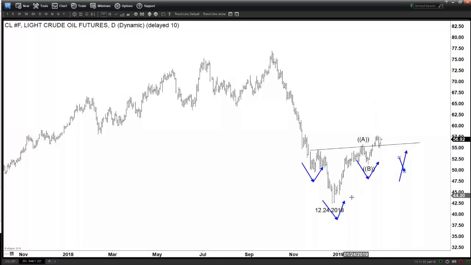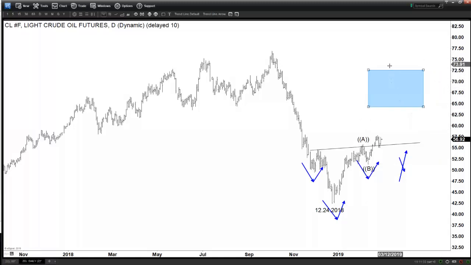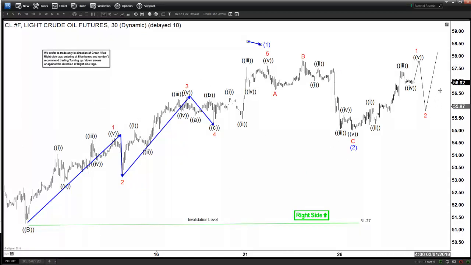And what about an equality of an ABC? If you project equality ABC zigzag, that will give you somewhere around $64.50. Of course, it is a range, right? 100% target is a range. So the range comes from 64 all the way to 72. So it's a big range. Definitely it can extend higher to 68 even. But if this is correct, then I think we can expect a pretty decent move to the upside, around a 20% move in oil to the upside, if what we are showing here is correct.